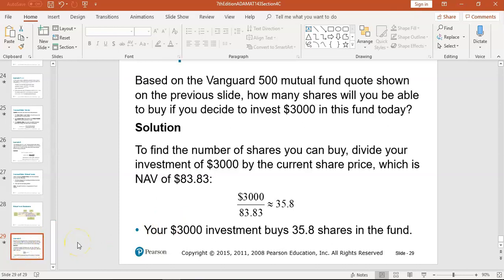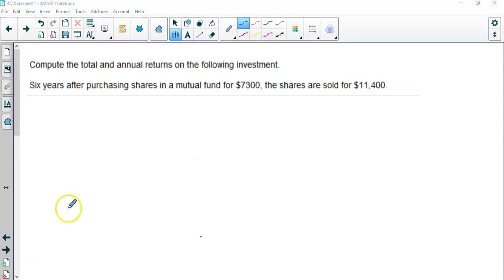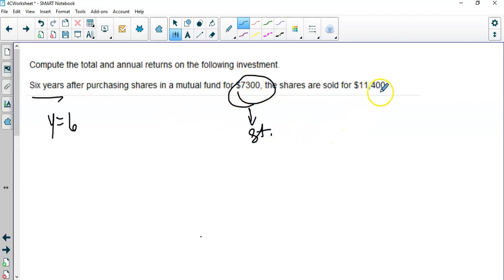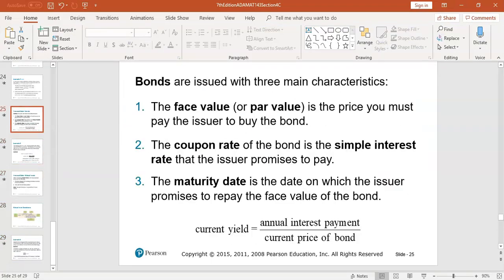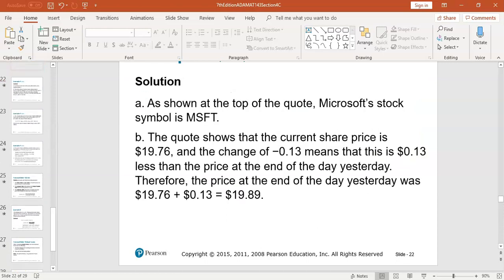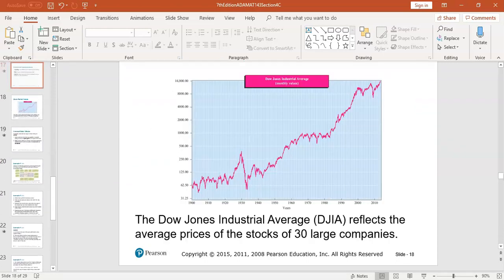Let's look at some examples that you're going to see in your homework. Compute the total and annual returns on the following investments. 6 years after purchasing shares of a mutual fund at $7,300, so that's our starting value, the shares are sold for $11,400, so this is where we're going to end up. And we want to find the total and annual return, so we're going to have to back up in our PowerPoint to our formulas.